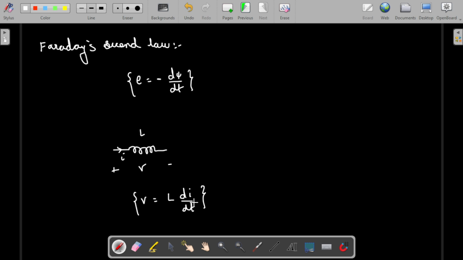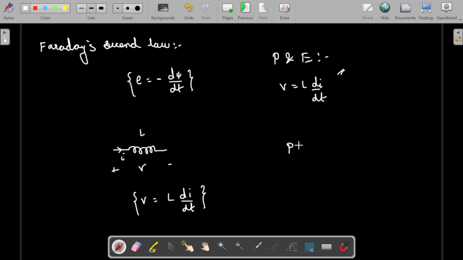The EMF must oppose the cause. The inductance opposes the change of flux linkage, hence the current. Hence there is a change in current that is happening. So let's see the power and the energy calculation for this also, as we did for the resistance, and from that we can conclude this lecture. We know V equals L di by dt. This is the simple formula. If you guys haven't understood Faraday's first law, second law, just ignore it. This one formula will be very helpful for you guys.